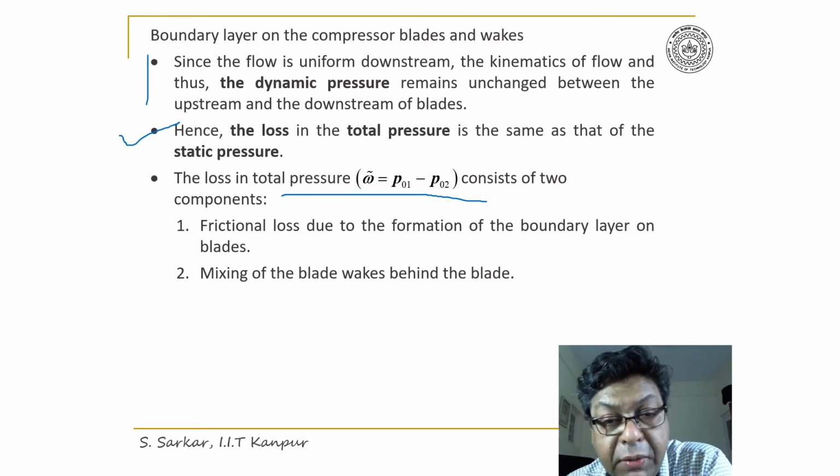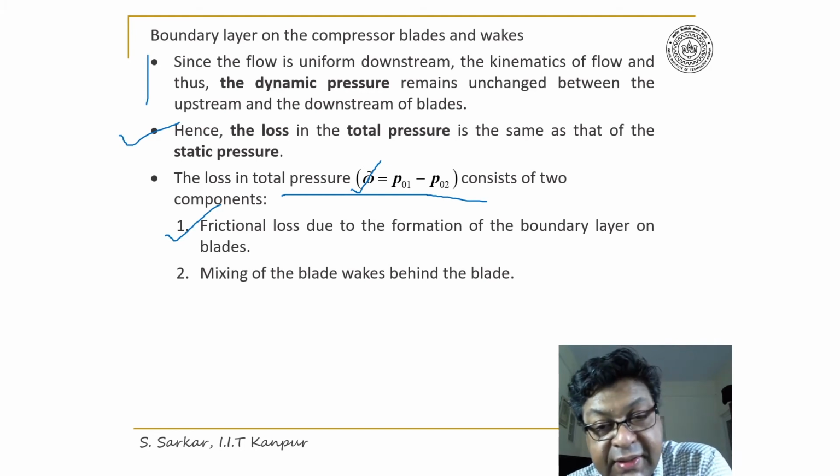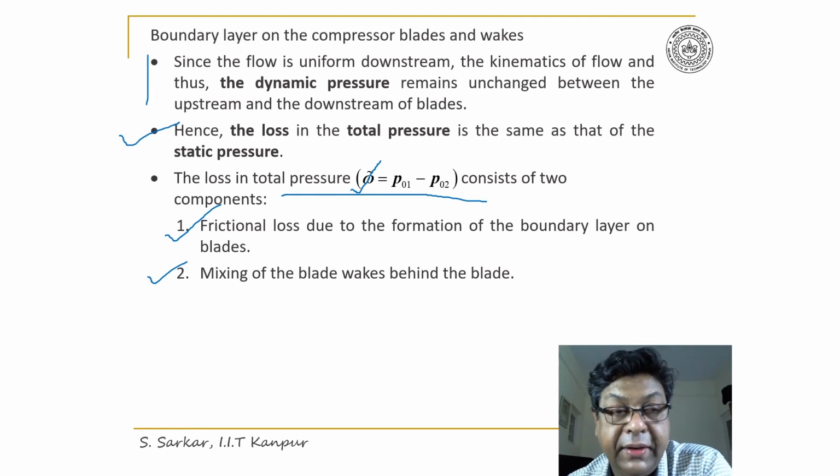Now this total pressure loss omega tilde has two components. One component is because of frictional loss on the blade surface that occurs because of the formation of boundary layer. And the second part, as I have told earlier, is the mixing of wake behind the blade.